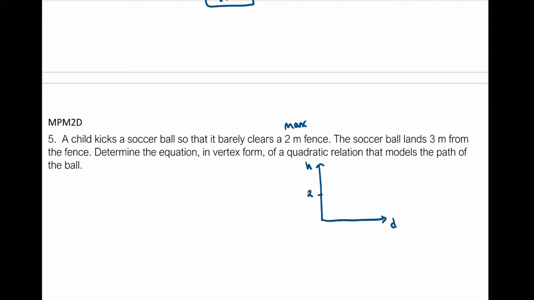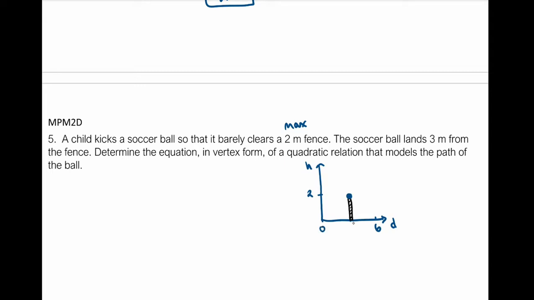If the ball lands 3 meters from the fence, and the fence is this maximum or middle value, that means it must have been kicked 3 meters before the fence. In terms of symmetry, the parabola is symmetrical. So if I draw in my fence here, and the ball lands 3 meters from it, it had to have been kicked 3 meters before it, because this is my vertex, or my maximum height. So 3 meters from the fence, 3 meters before the fence, that means my final distance has to be 6 meters from where I kicked it.